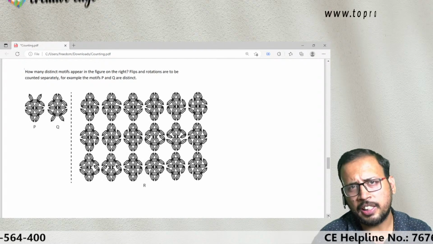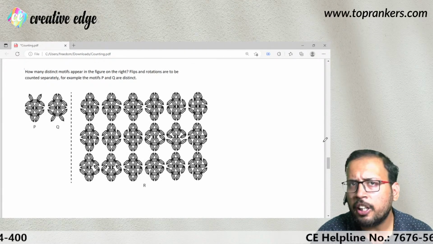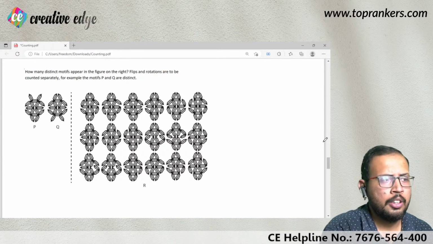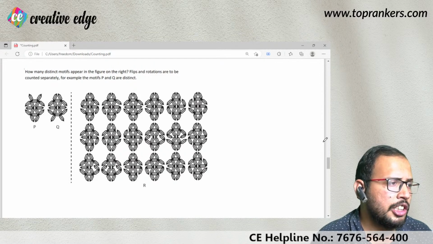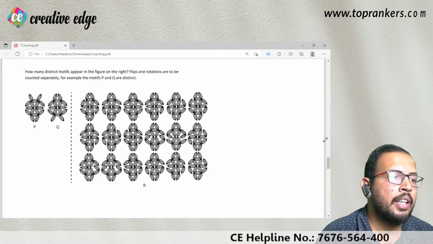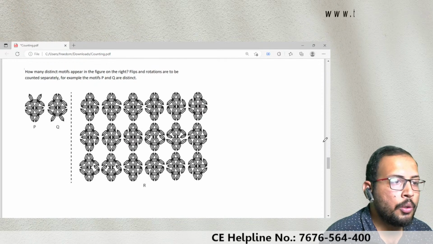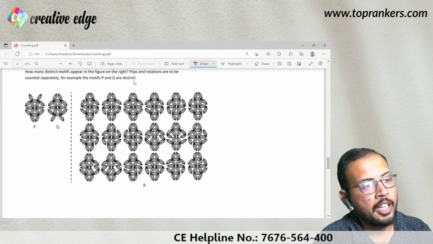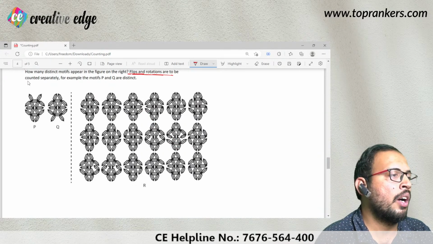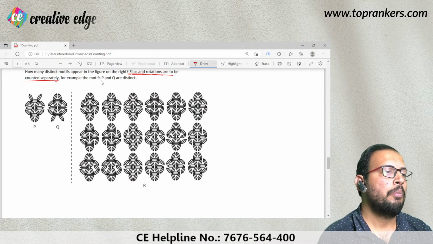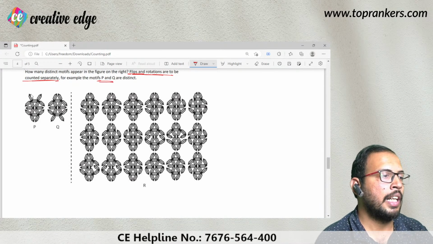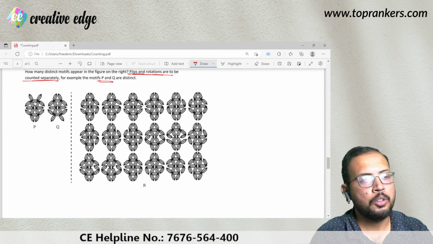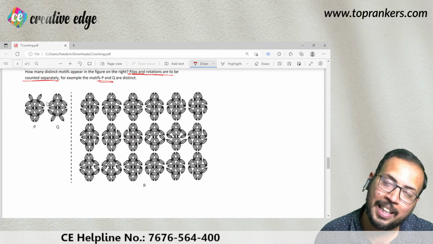Again, this type of question is an A category question. The previous question was also an A category question. This question is also an A category question. You shouldn't be skipping this type of question ever. So what has been asked in this question? How many distinct motifs appear in the figure on the right? Flips and rotations are to be counted separately. This line is something you should read carefully. Flips and rotations are to be counted separately. For example, P and Q are different motifs. You can see that this one is P and Q is the upside down version of P. So these two motifs are going to be counted separately.